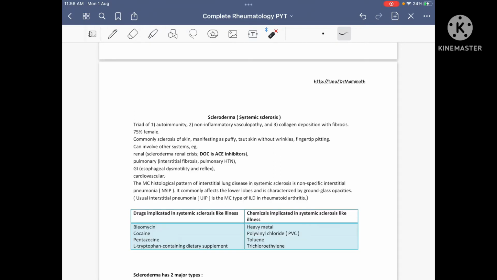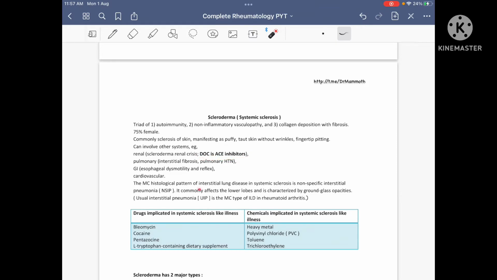Systemic sclerosis or scleroderma. It is a triad of autoimmunity, non-inflammatory vasculopathy, and collagen deposition with fibrosis. Just like Sjögren, it is also more common in females. Commonly, sclerosis of skin, manifesting as puffy, taut skin without wrinkles, fingertip pitting. It can also involve other organs like renal, pulmonary, GI, cardiovascular. The scleroderma renal crisis drug of choice is ACE inhibitor.